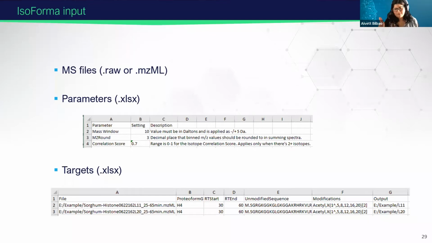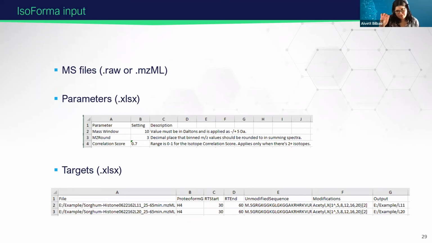The proteoform group is basically an arbitrary name. Then the retention time window where the proteoforms elute, because they have similar modifications, they have the same mass, they usually co-elute. They are within the same retention time window. And then the unmodified sequence that will be used to generate these theoretical ions and the fragments.